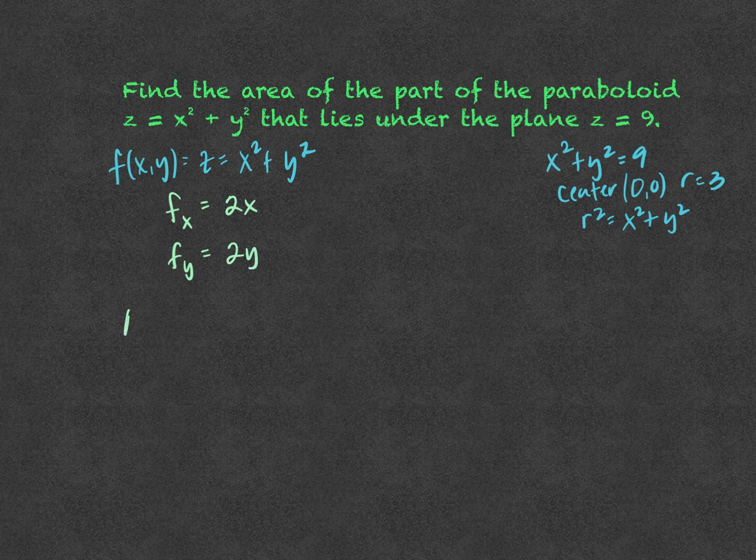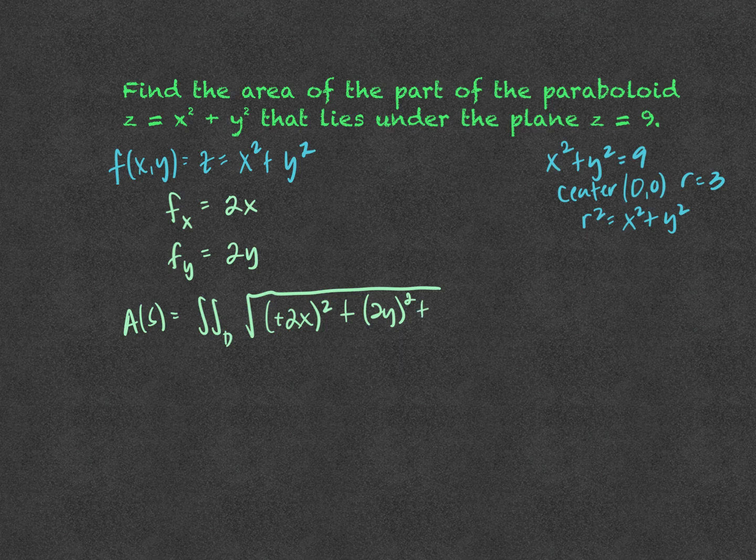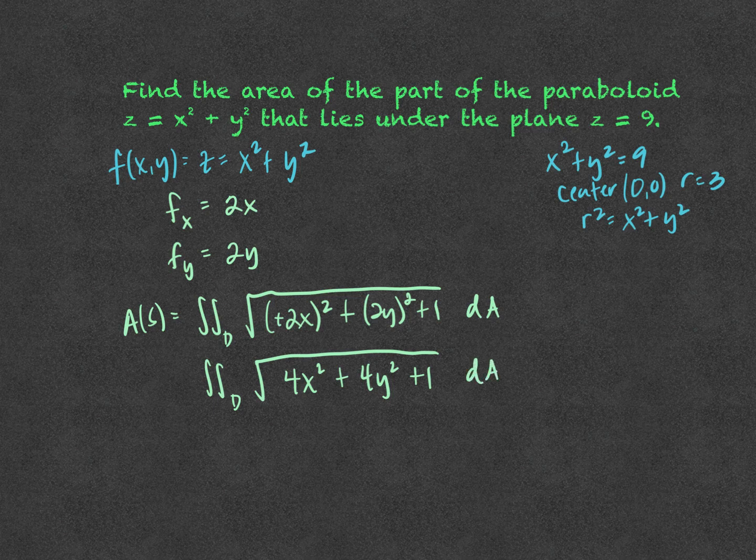Now we can look at the area of the surface and say we have the double integral over the region D of the square root of the quantity partial with respect to x, which is 2x, squared, plus the quantity partial with respect to y, which is 2y, squared, plus 1, integrated with respect to the area. So the double integral over the region, and here we have the square root of 4x squared plus 4y squared plus 1 with respect to the area of the region.